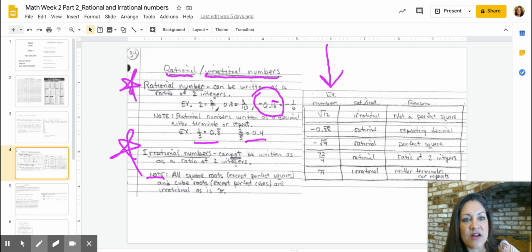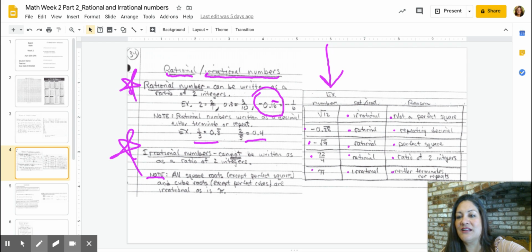Examples. So our number, square root of 12, is irrational. It's not a perfect square. Makes it easy to answer, correct? Negative 0.25 repeating is rational. It's a repeating decimal. Negative square root of 9 is rational. It's a perfect square. 72/4, rational because it is a ratio of two integers. Pi, irrational because it neither terminates nor repeats.